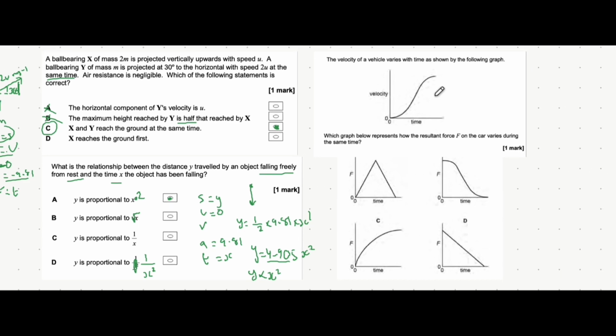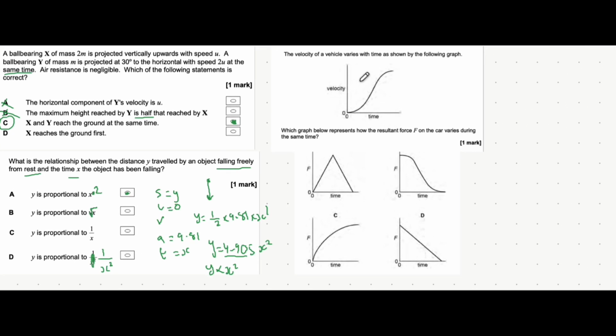Let's now turn our focus to this last question. It says the velocity of a particle with time is shown by the following graph. Which one represents the resultant force F acting at the same time? Well, what's an equation relating to resultant force? It's resultant force equals mass times acceleration. Because mass is constant, the resultant force is affected by the acceleration.